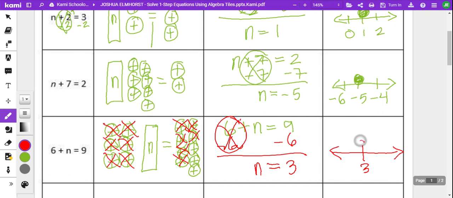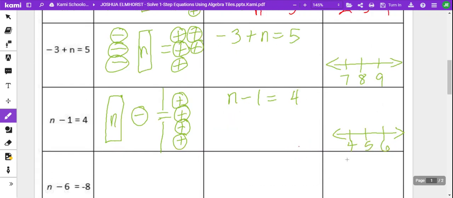So the solution on a number line would be at 3, and just a quick number line is between 2 and 4. Okay, we got the next one set up. Variable n, there's 1 negative on the left, and that is equal to 4 positives on the right.